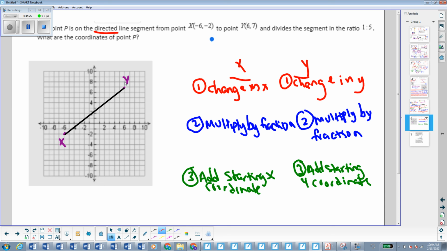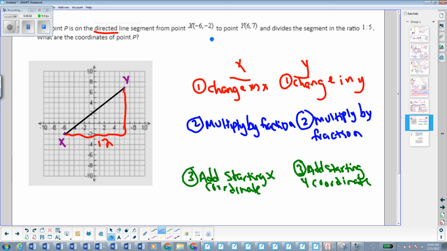So the first thing I'm going to do graphically is I'm going to see how many spaces we need to move over and up to get from point X to point Y. So sorry, my lines aren't very straight, but I'm just going to count the boxes. 1, 2, 3, 4, 5, 6, 7, 8, 9, 10, 11, 12. And I'm going to count the boxes up. 1, 2, 3, 4, 5, 6, 7, 8.